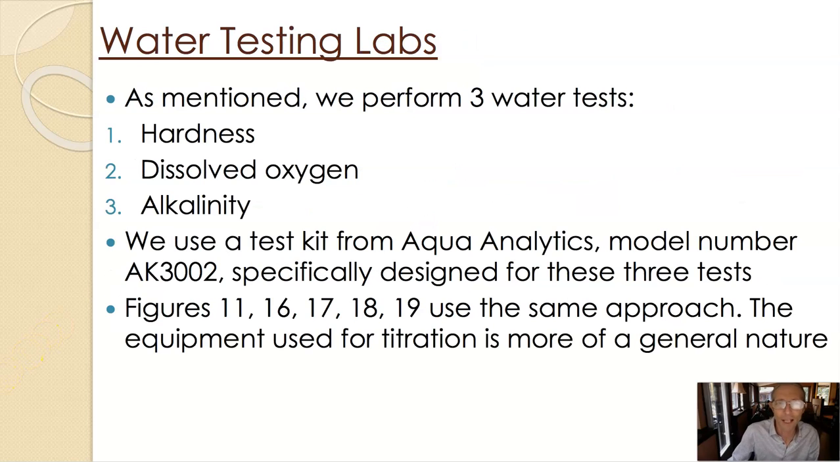Now just one last note on the water testing labs, right? As we mentioned, we're doing hardness, dissolved oxygen, and alkalinity, and the test kit we're using for this is from Aqua Analytics. Model number is AK3002, and it's specifically designed for these 3 tests. Going through your material in the text, looking at figures 11, 16, 17, 18, and 19, they use the same approach. However, the equipment they're using for titration is of a more general nature.